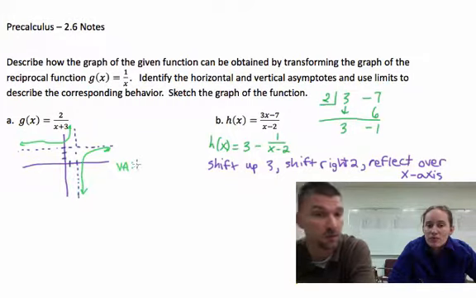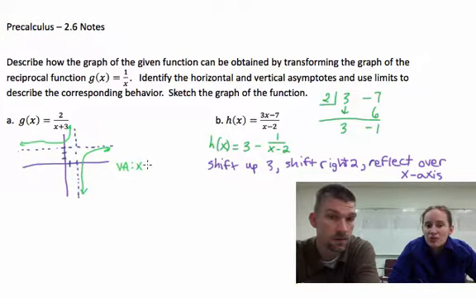So again, our vertical asymptote comes from where we set the bottom equal to 0 and we solve. So our vertical asymptote is at x equals 2. Our horizontal asymptote is at y equals 3, because we shifted up 3. What else do we need?